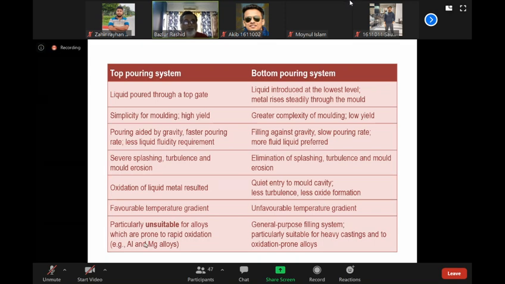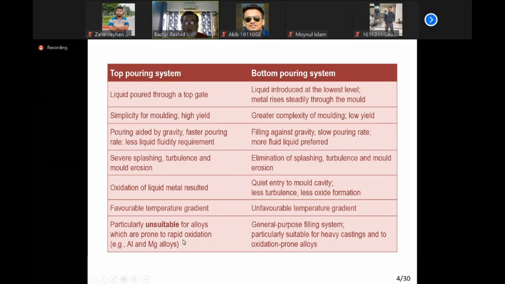It is particularly unsuitable for oxidation-prone alloys, for example, aluminum alloy, magnesium alloy. So if you cast using a top gating system for this type of alloy, turbulence can damage your casting. On the other hand, bottom pouring is preferred. We will advocate this type of pouring system in our design.